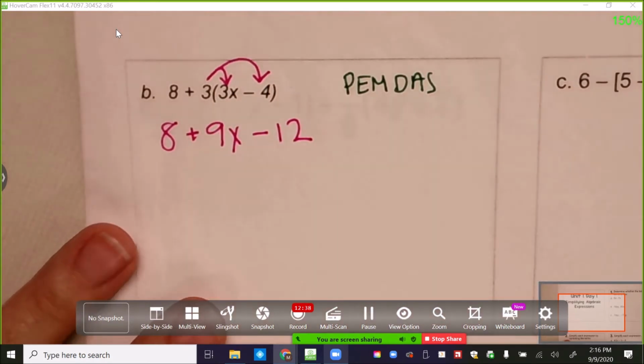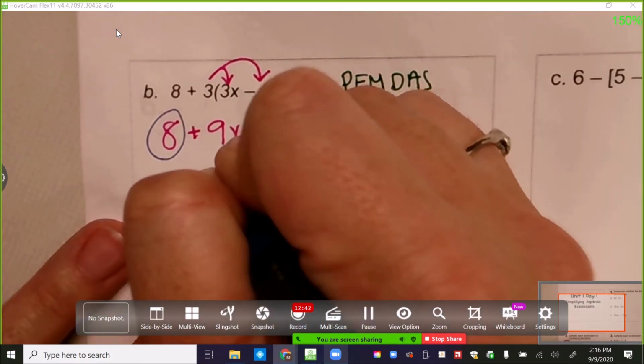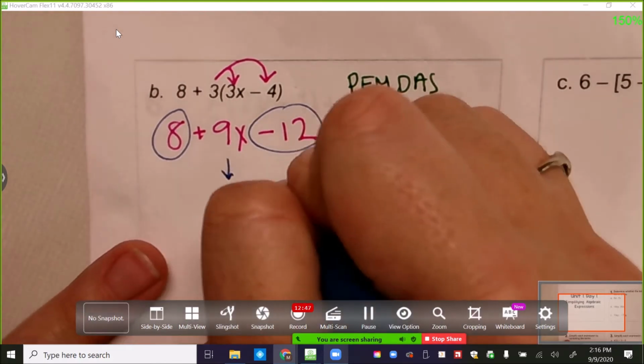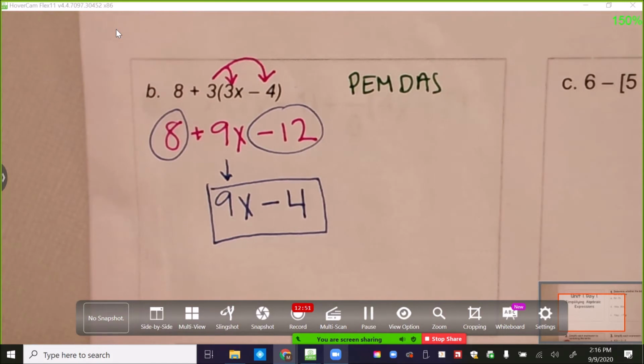And then what are our like terms? 8 and negative 12. So we get 9x. And what's 8 minus 12? Negative 4.